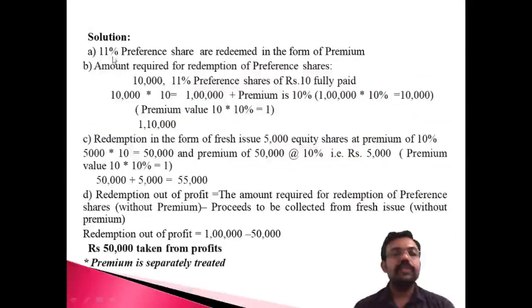Okay, once again, first the amount required for the redemption. The 1 lakh is the face value, and with the 10% premium, redemption in the form of premium, the total amount is 1,10,000. And the issue of shares is 5,000 equity shares at a premium of 10%. So there is 50,000, and the premium of 5,000 is available. And the total amount received, since the calculations take only face values: 1 lakh and then 50,000, calculated taking only face values, because premium is always treated separately. Only the face value calculations should be taken.